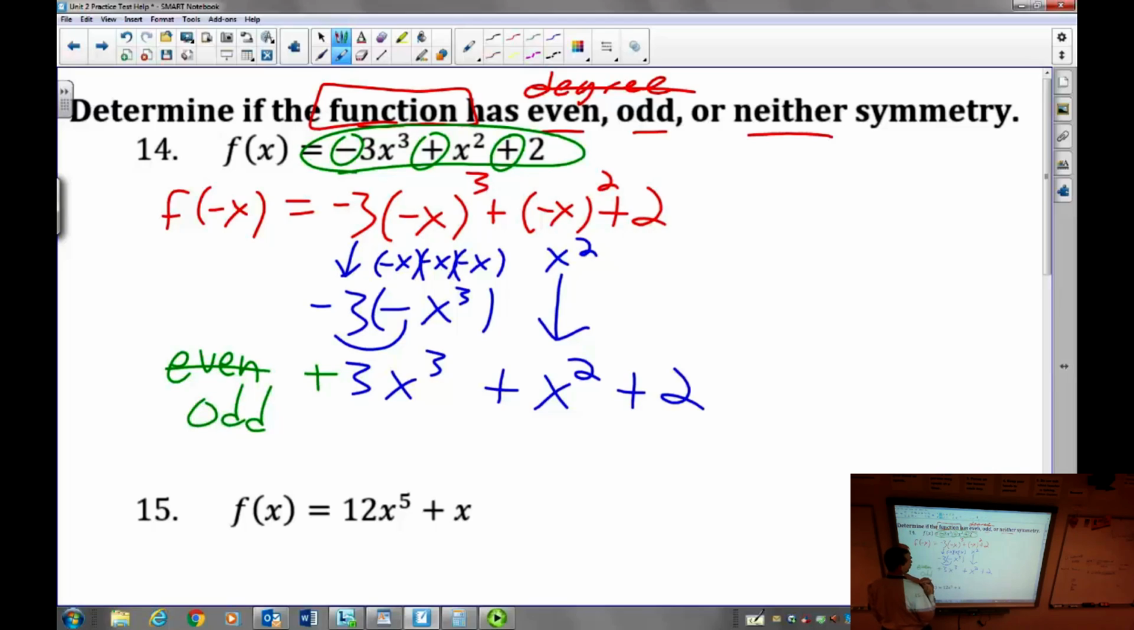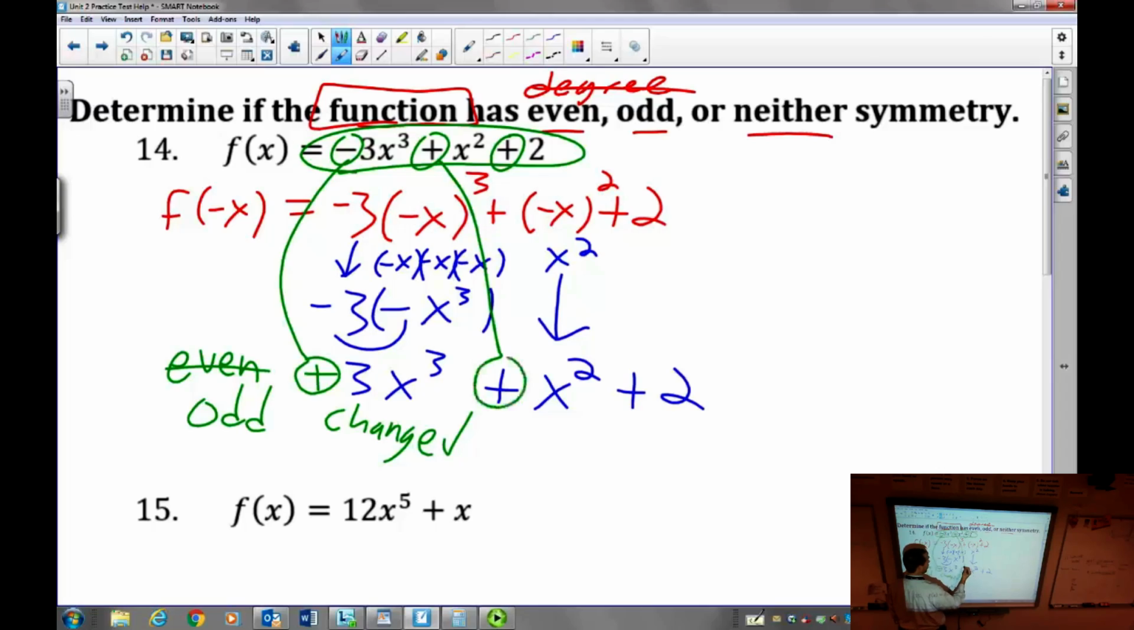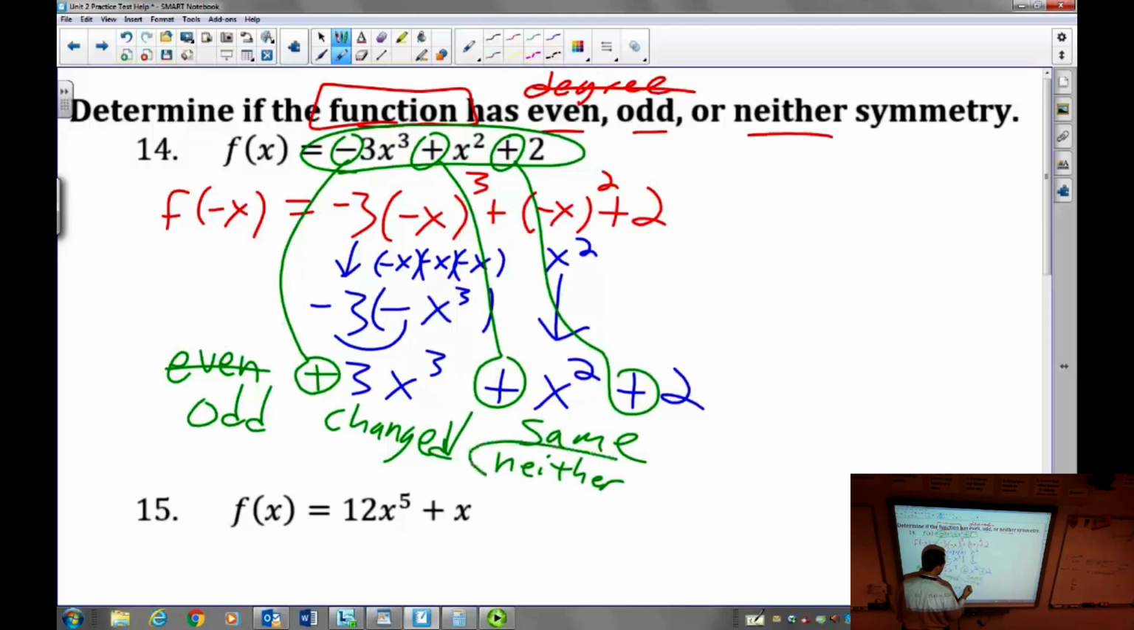And how it's odd is if all the signs changed. So, oh yeah, because look, the first one changed, right? Negative 3x cubed, and then, oh, positive 3x cubed. So that's a change in the sign. So that's a good thing. Oh, but then if we look at the positive, positive, and the positive, positive, stayed the same. Now it can't be odd, because odd has to be that they're all changed. Some are changed, some are stayed the same, so that means it's neither. So the answer to number 14 is neither.